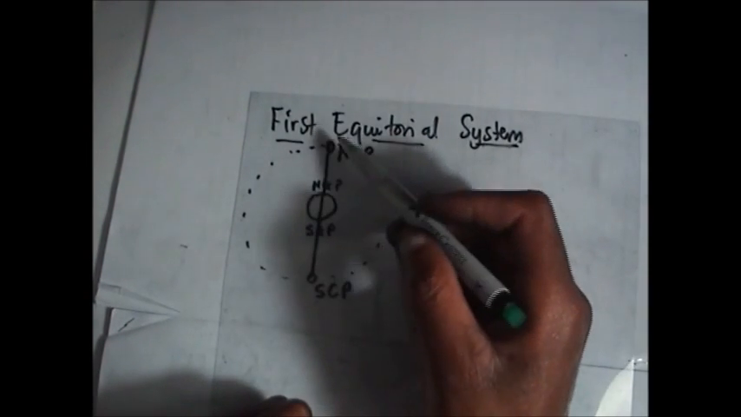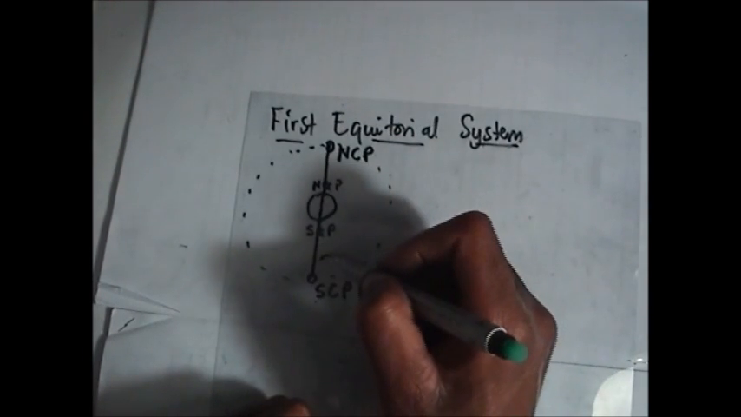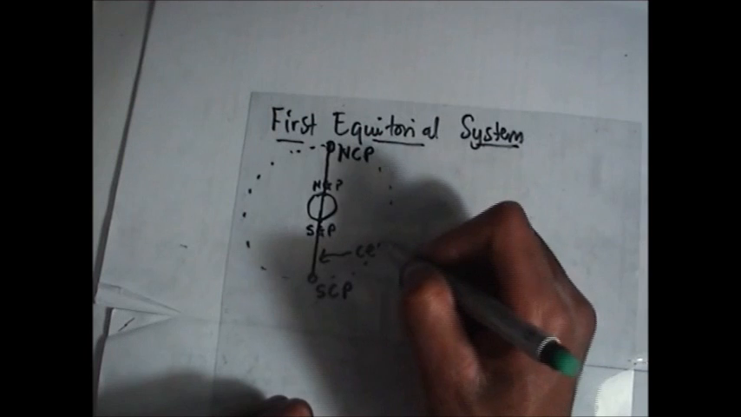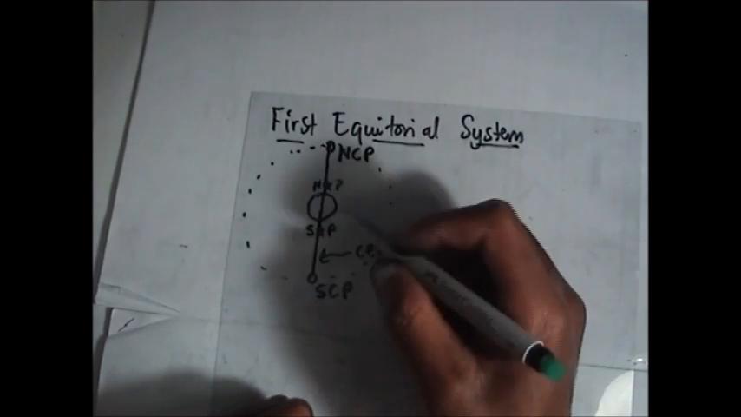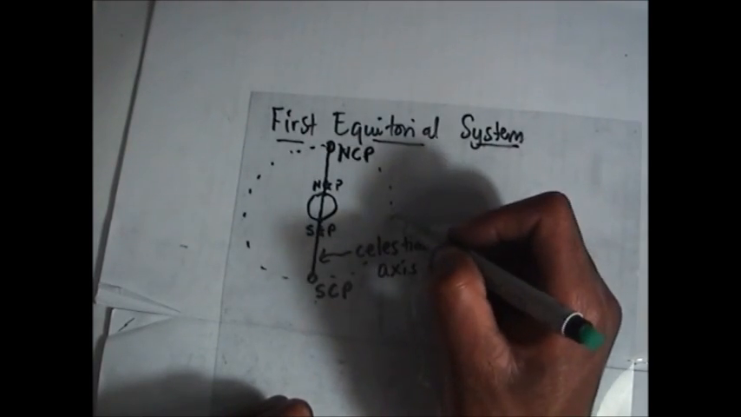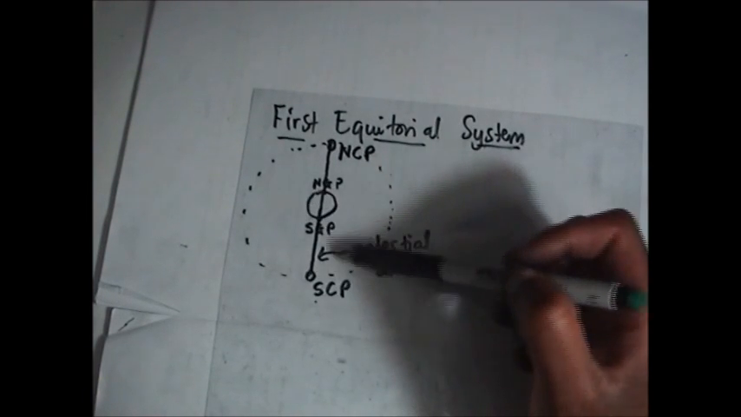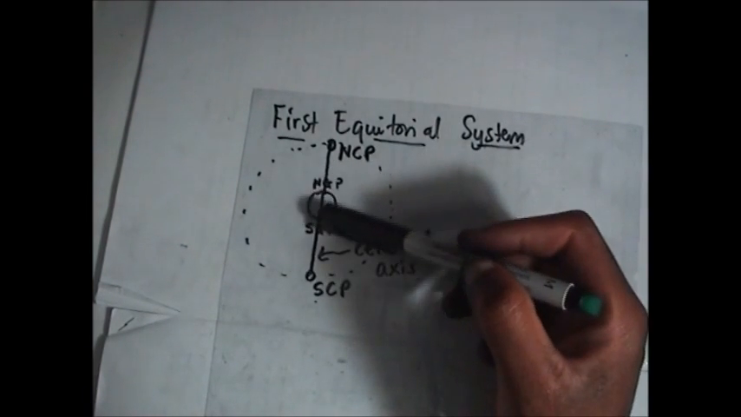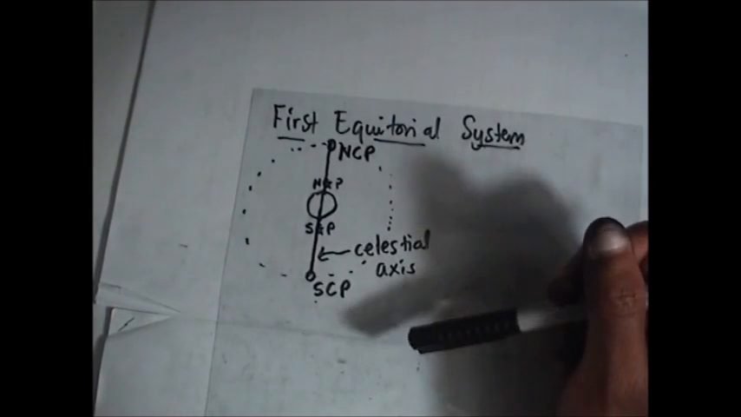Those 2 points are connected by something called the celestial axis. So the celestial axis is basically an extension of the terrestrial axis. We are just extending out the terrestrial axis all the way to our imaginary celestial sphere. So that's where we start. This celestial axis is fixed because it's an extension of a fixed axis, the terrestrial axis. So it's a good starting point.